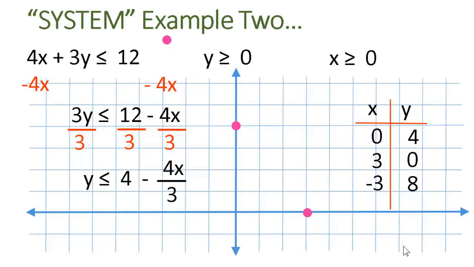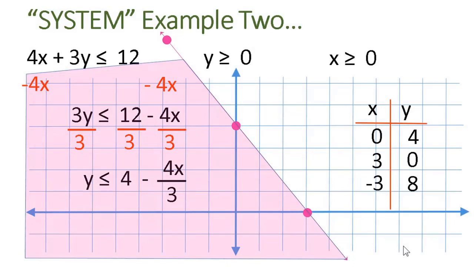Now, once again, let's remember this is going to be a less than or equal to. So most of these are or equal to's. So it'll be a solid line, and since it's less than, we shade below. Now, that's pretty much the same thing we did before.